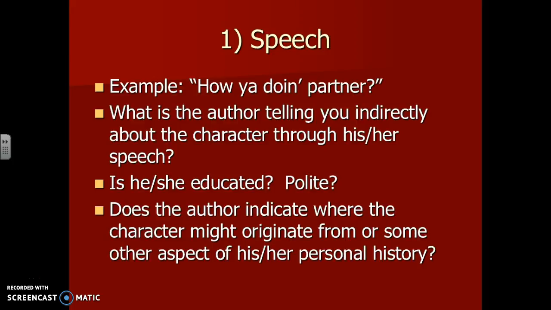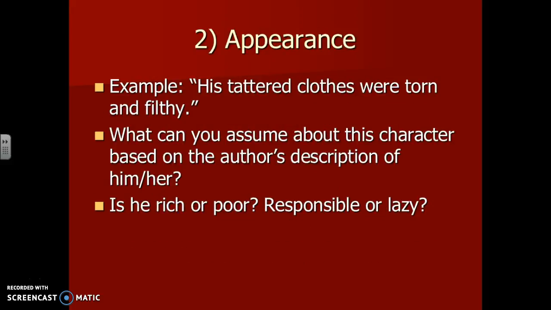So just by hearing the words "how you doing, partner," you know you're probably talking to a cowboy. You know that personal history in that aspect. You probably expect the person to be wearing a cowboy hat and boots. And you know that they're probably not very educated because they're dropping letters like the G on "doing." So that's how we fit indirectly into speech. So it's not right in our face.